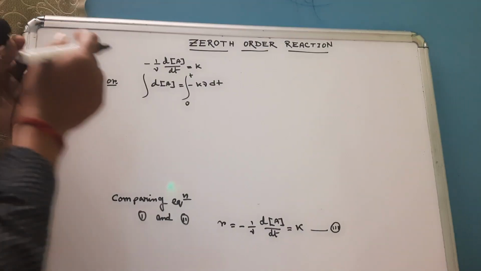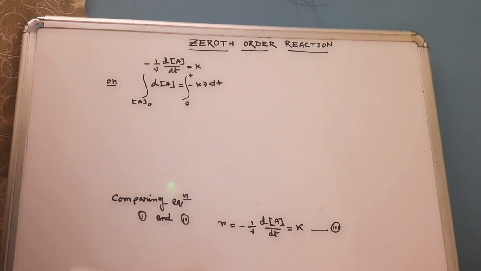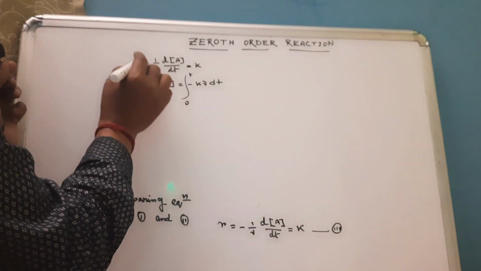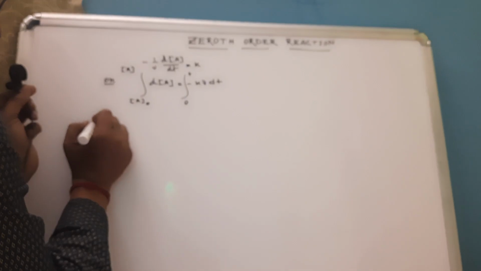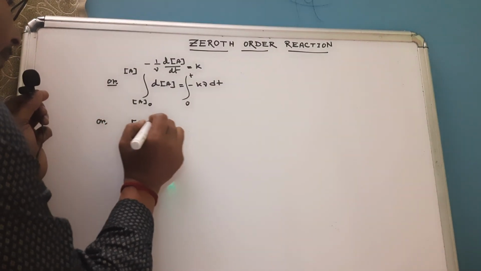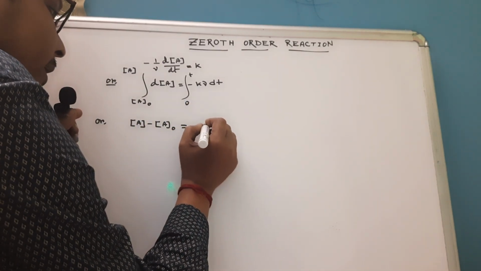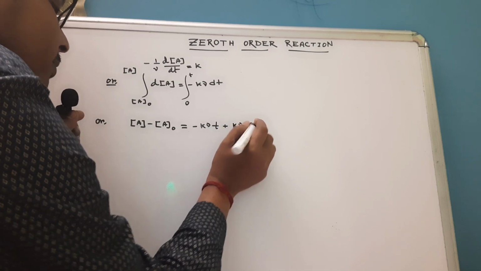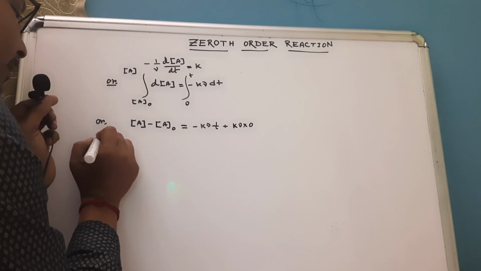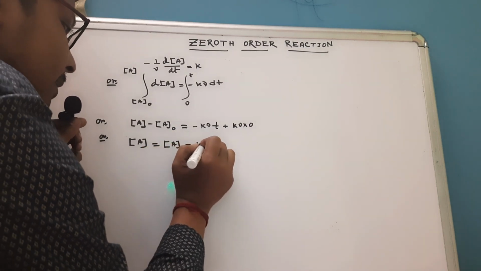So when time is 0, we let the concentration of the reactant be a0, and at any time t, meaning the observation time, when you are observing the reaction, the concentration of the reactant, let it be A. So now performing the integration, we get A minus a0, taking the upper limit minus the lower limit, equals minus k nu t, and minus k nu into 0, because the lower limit of time is 0, and minus minus plus. So it gives A equals a0 minus k nu t.